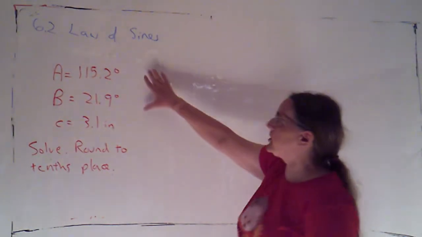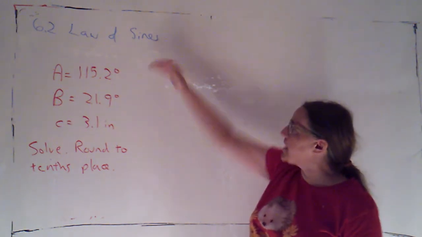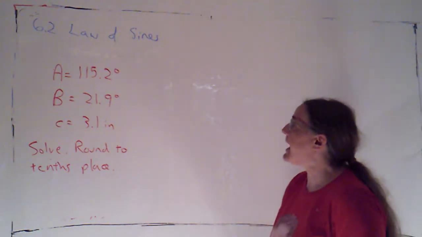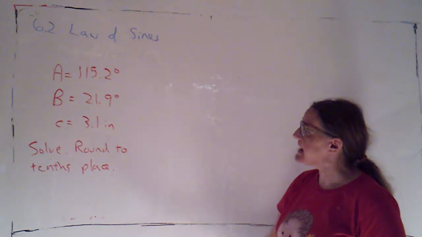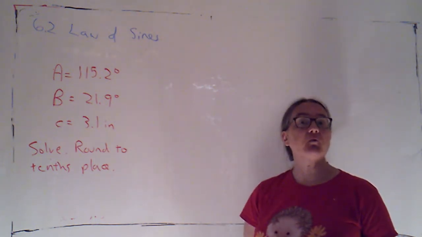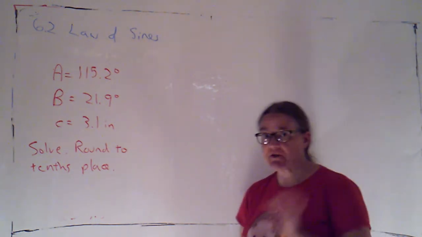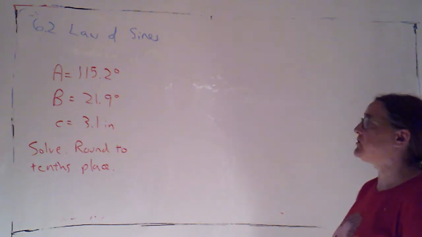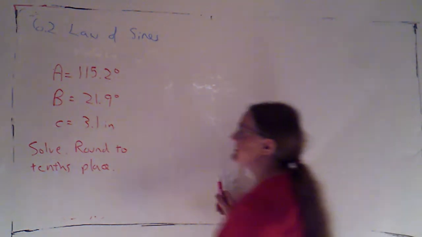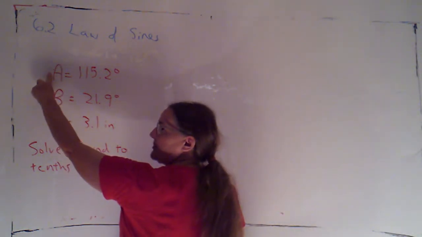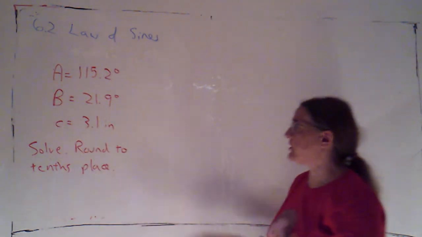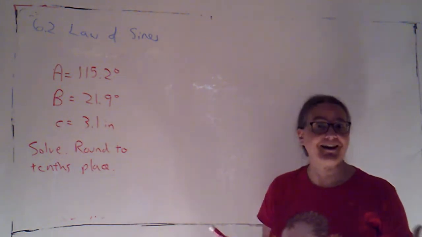This problem is for you to try. I'm telling you we've got a triangle where angle A is 115.2 degrees, angle B is 21.9 degrees, and side C is 3.1 inches. Now, at first glance, it may look like we can't use law of sines because I don't know the sides opposite either angle A or B. The only side I know is C, which is opposite angle C.